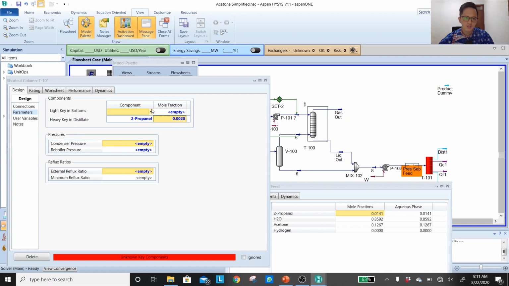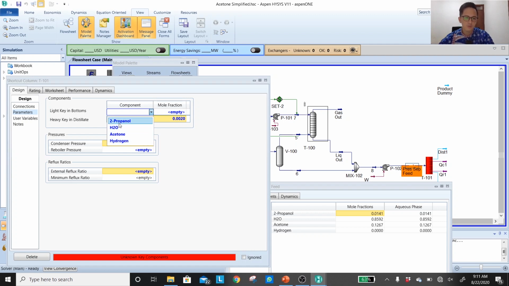Okay, light key in bottom, you have to think what will be in the bottom stream. Obviously, most of them would be water and IPA. Okay, we will not have hydrogen. We may have a slight amount of acetone into the bottom. We can't choose the water because that will be the heavy key in bottom. It's not the light key.